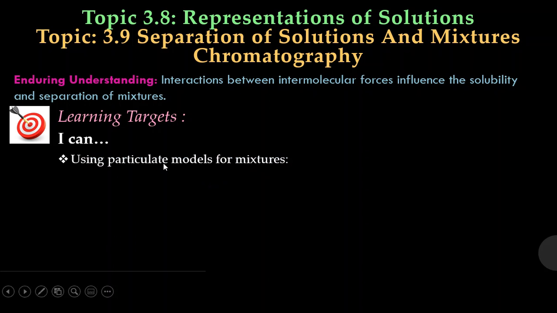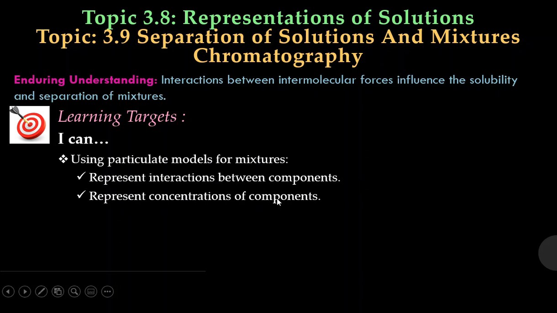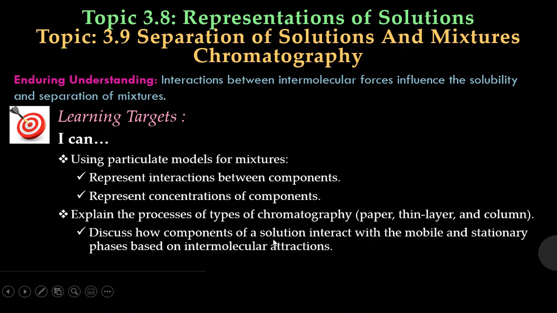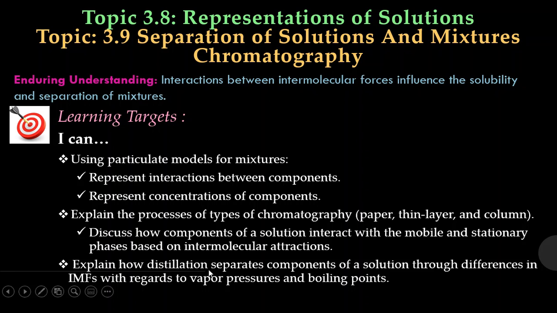Learning targets: using particulate models for mixtures. We represent interactions between components, represent concentrations of components, explain the process and types of chromatography, discuss how the components of the solution interact with the mobile and stationary phases based on intermolecular attractions, and explain how distillation separates components of the solution through differences in IMFs, intermolecular attractions, with regards to the vapor pressures and the boiling points. So those are the main topics here to look at.